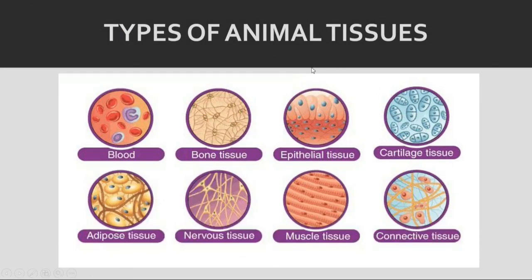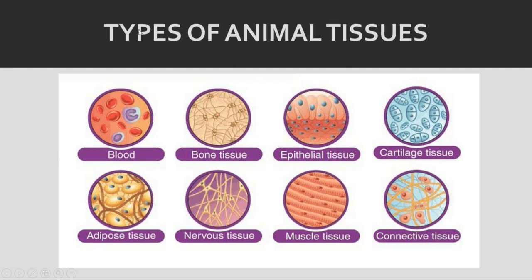So now we are in the position to discuss the types of animal tissues. The different types of animal tissues are the blood tissue, the bone tissue, the epithelial tissue, the cartilage tissue, the adipose tissue, the nervous tissue, the muscle tissue, and the connective tissue. These all are the types of animal tissues. Now, these one by one we are going to discuss in this lecture.